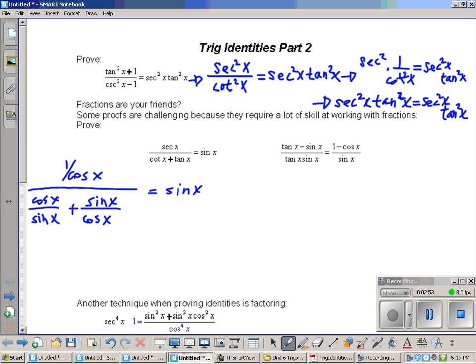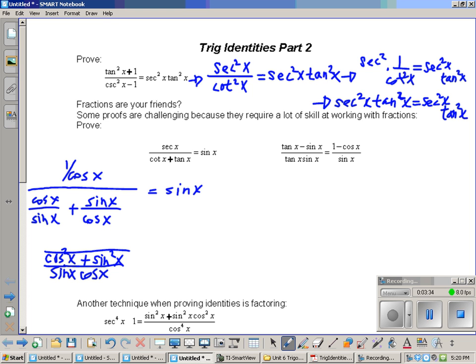Where I'm going to go from here is to make a common denominator for our fraction that's actually in the denominator. So cosine x over sine x plus sine x over cosine x. My common denominator would be sine x cosine x. If I want to create a new fraction, the first fraction is missing cosine from its denominator. So I'll multiply top and bottom by cosine, which will give me cosine squared x. In the second fraction, sine x over cosine x, its denominator is missing sine. So when I multiply both top and bottom by sine x, I'm adding sine squared x.